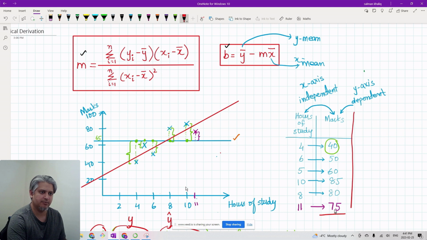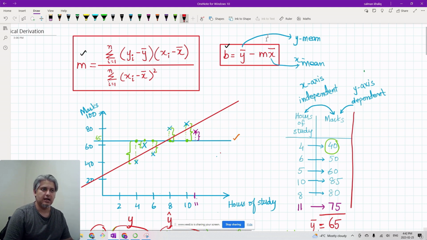Add all of these values up, divided by the number of values. So it would be 40 plus 50 plus 60 plus 85 plus 80 plus 75. How many values did I add? I added 1, 2, 3, 4, 5, 6. So divided by 6, we got a 65 value. So this is my y mean.